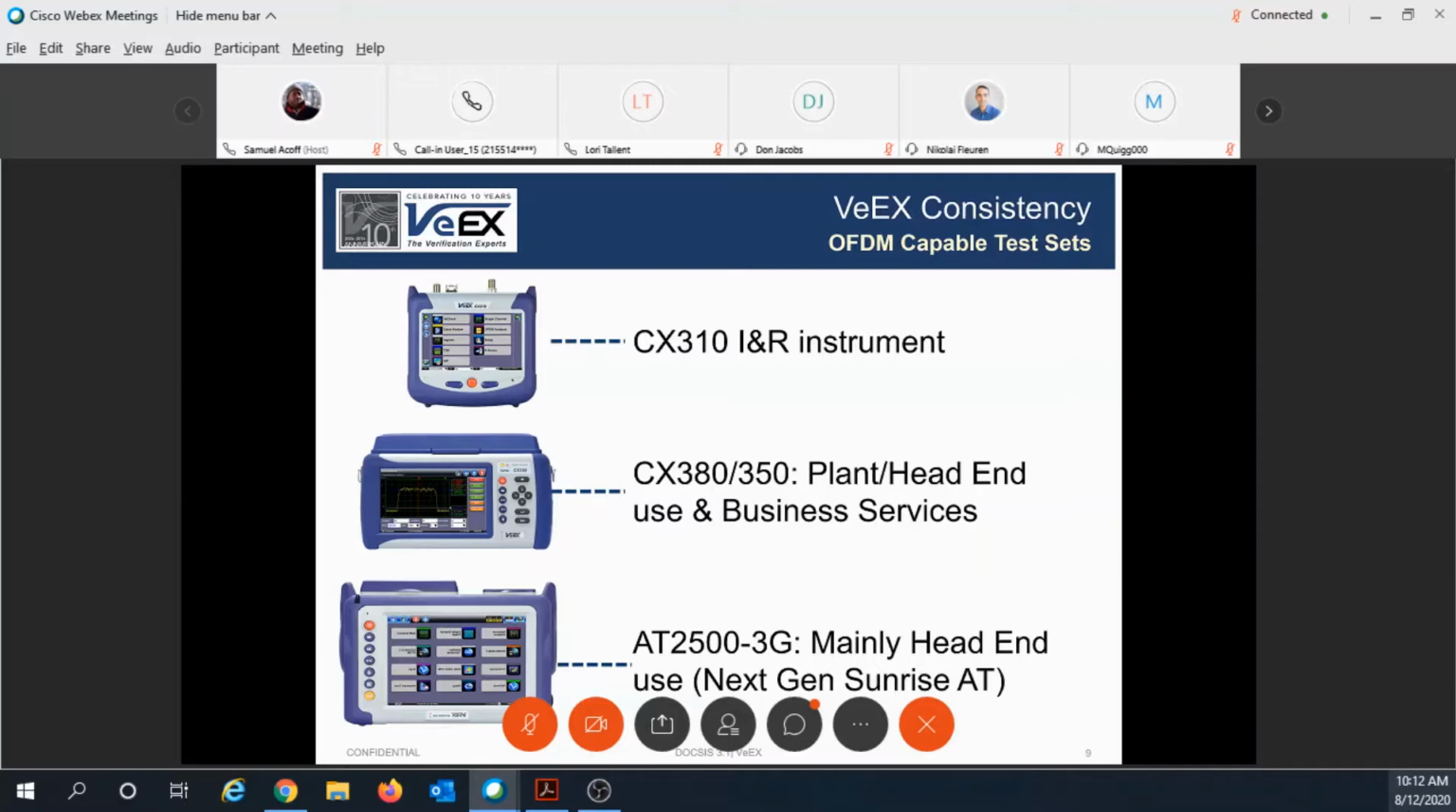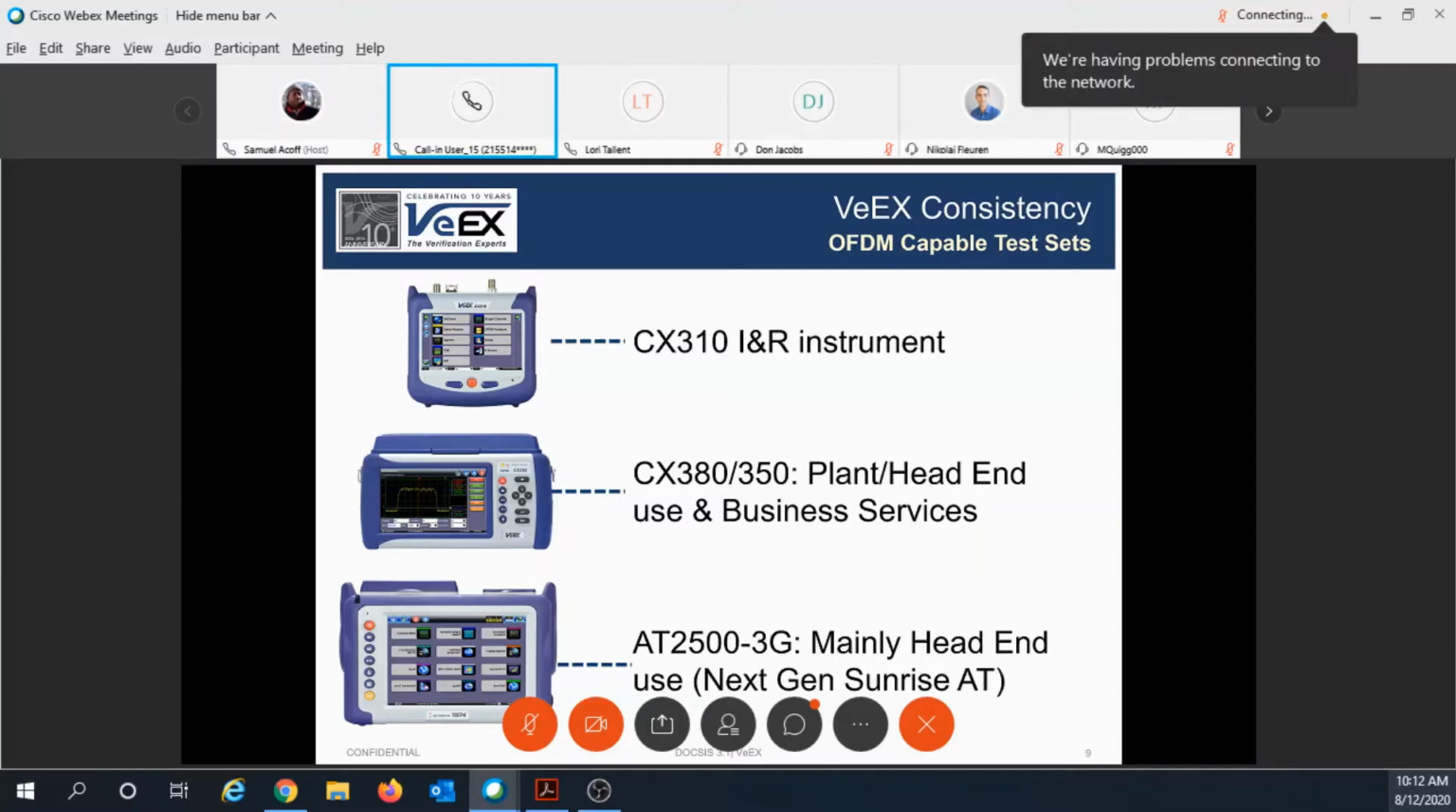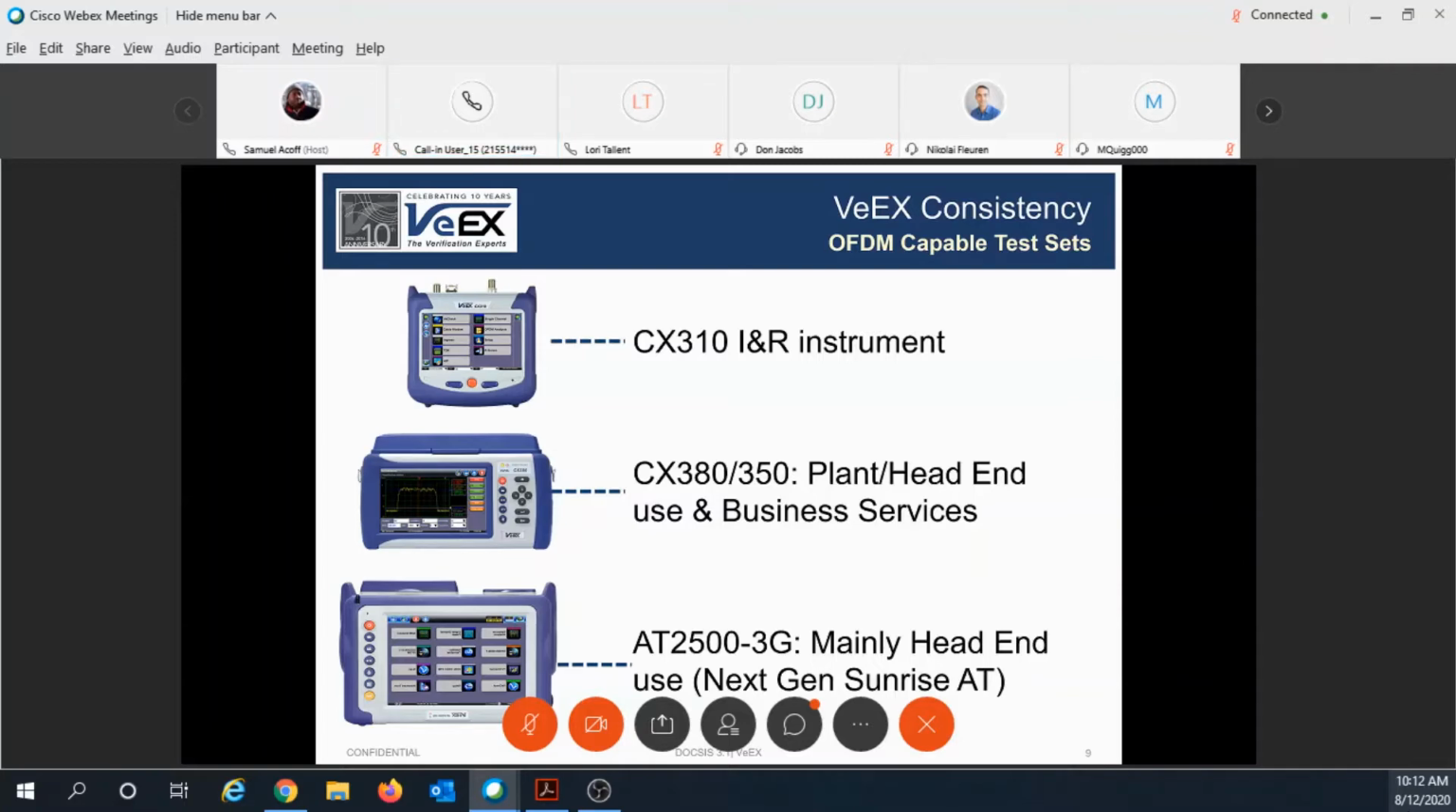The middle one is a 380, 350. We call it a V300 series, and you can use that in the plant, the head end, and also for business services. There's two versions, a 380 and a 350. So the bottom one is the big guy. He would really be a head end unit. Again, looking at subcarrier analysis and OFDM tools.